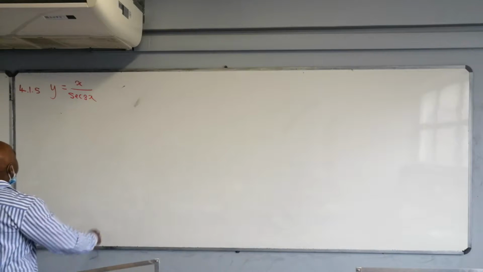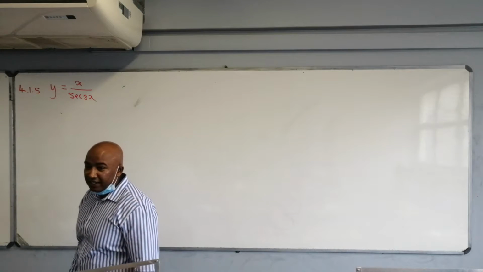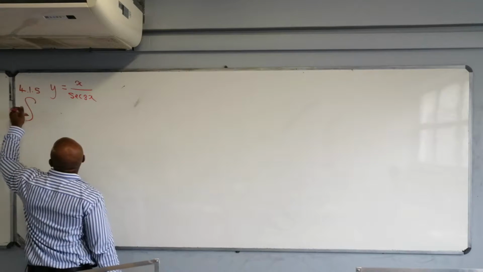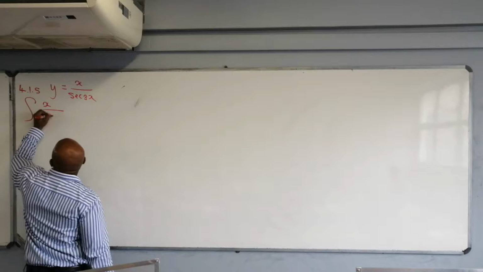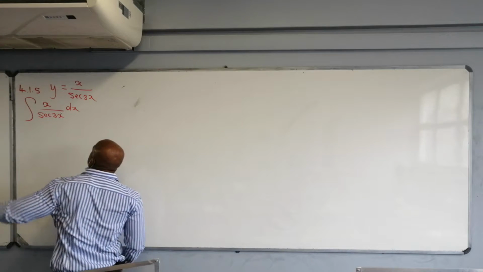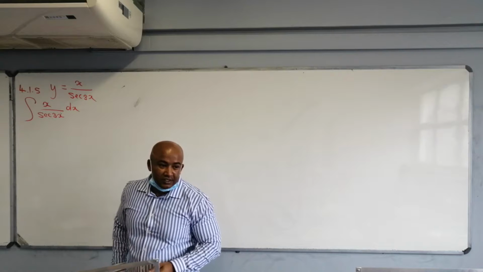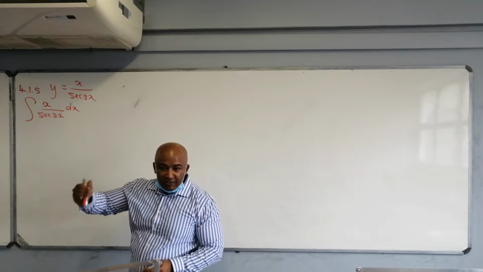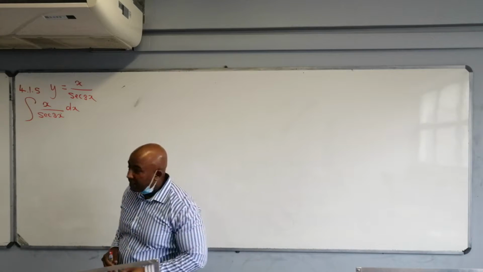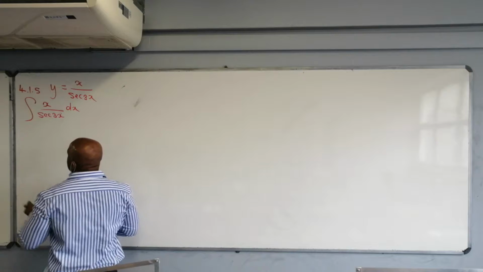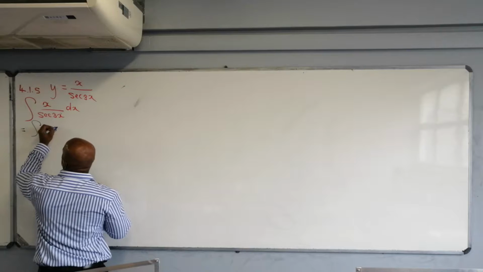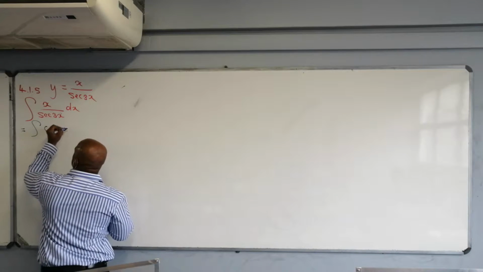Alright, so next one, 4.1.5: y is equal to x divided by sec 3x. So let's put in our integration. We're integrating x divided by sec 3x. What do we have to remember? Our identities: 1 over sine, 1 over cos, 1 over tan, 1 over cosec. In this case, we've got 1 divided by sec. So 1 divided by sec is cos 3x times my x.